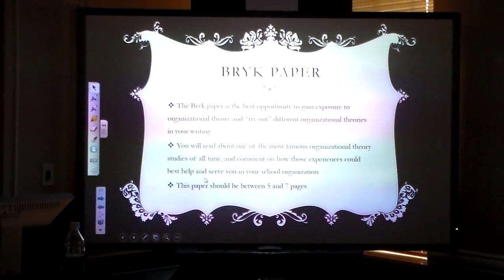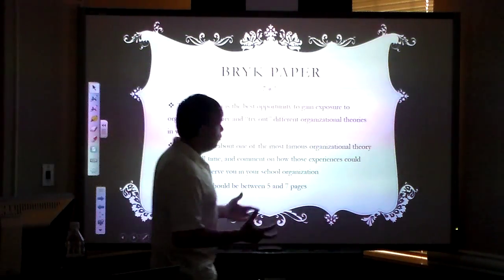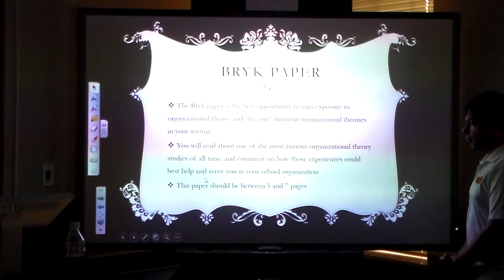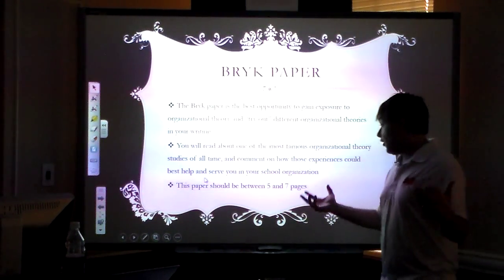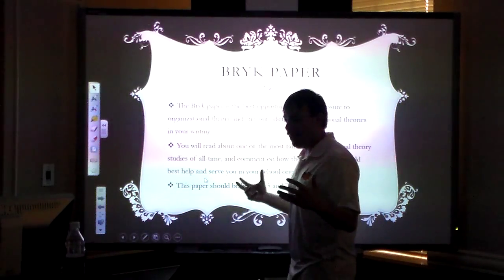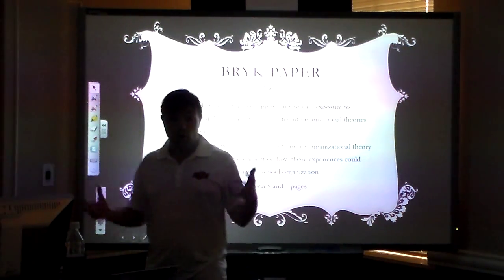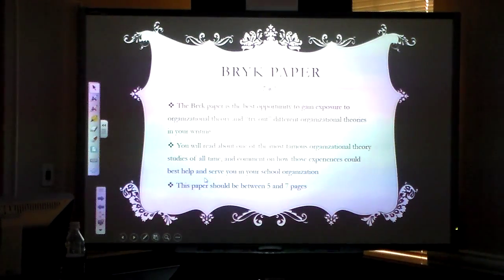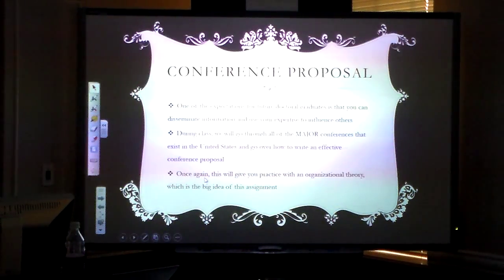So the first assignment is the BRIC paper. This is based off of the BRIC textbook that we use. It gives you an opportunity to gain experience in organizational theory and try out different theories in your writing. It's one of the most famous books of all time. You're going to talk about how that book could change your school or change your educational organization. It's about a 5 to 7 page paper, and the criteria for it is pretty solid.